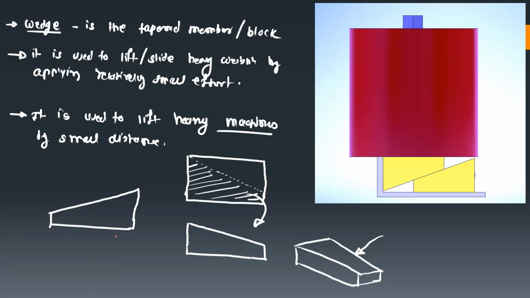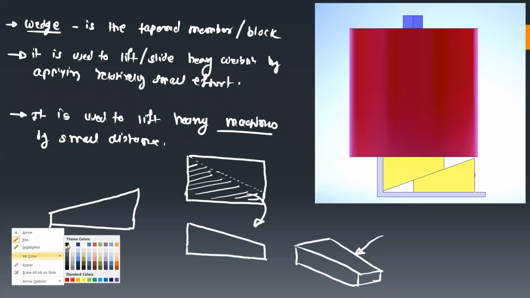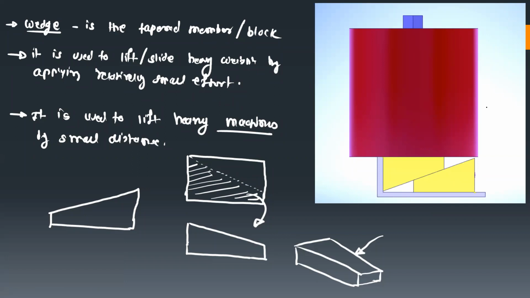So what is the use of such a tapered member? Here you can see one arrangement. I have shown one heavy object which is to be lifted in the upward direction. We want to move this object in this direction by a very small distance. Let us take the weight of this object, which is acting exactly in the downward direction, and here we have shown the wedge arrangement.